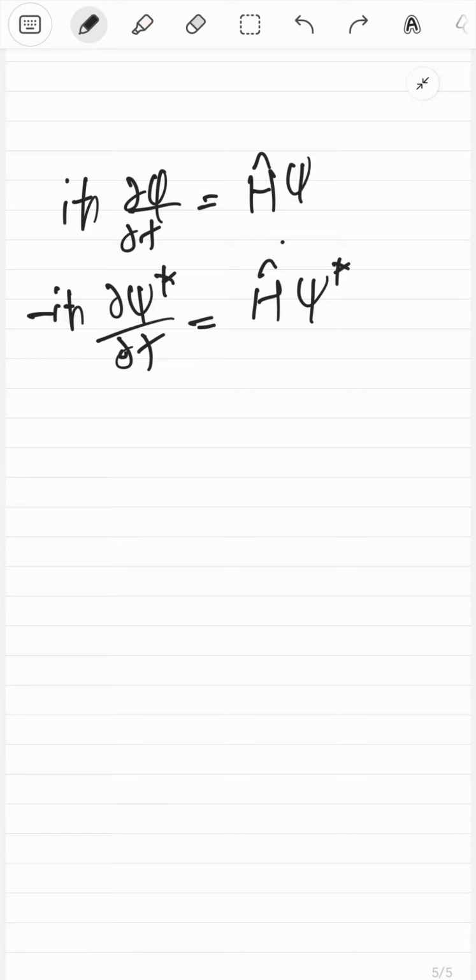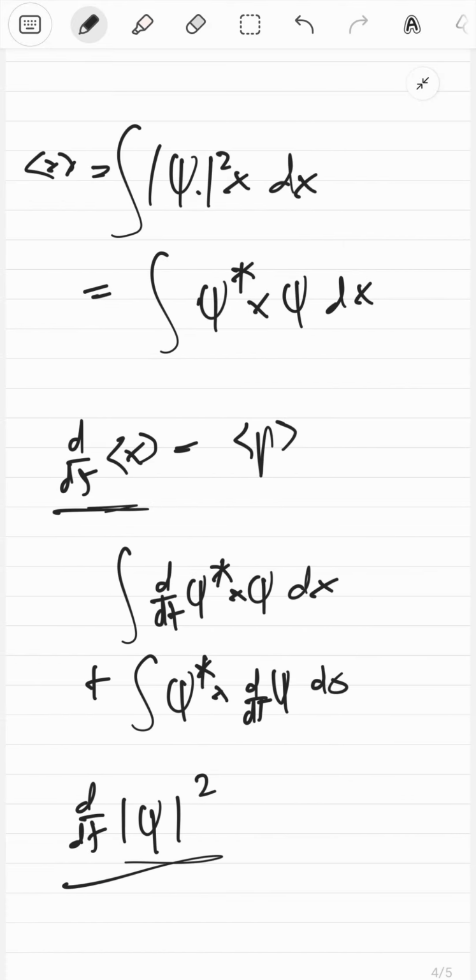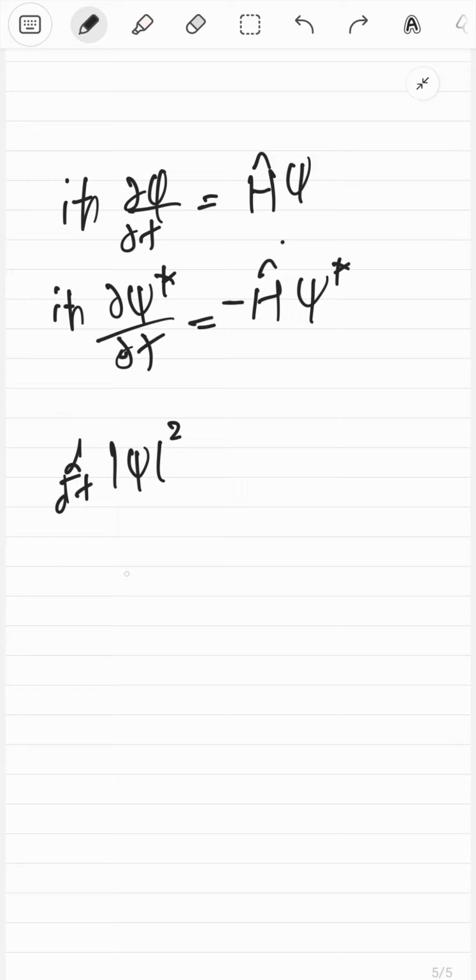Okay. So now we're going to use this thing. We can subtract this out. And so now what we need is the derivative of the magnitude of psi squared. That's what we need over here. So the way that happens is you think of this quantity as being psi star psi.